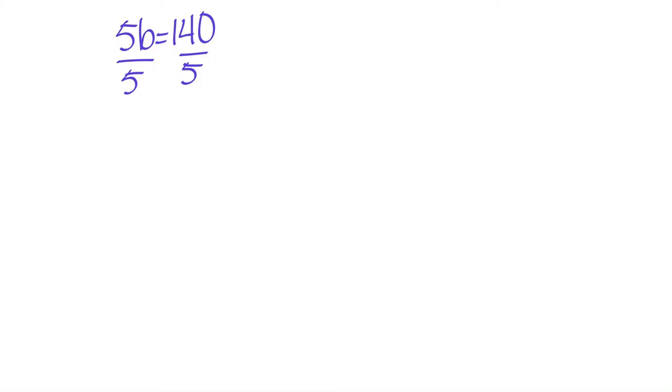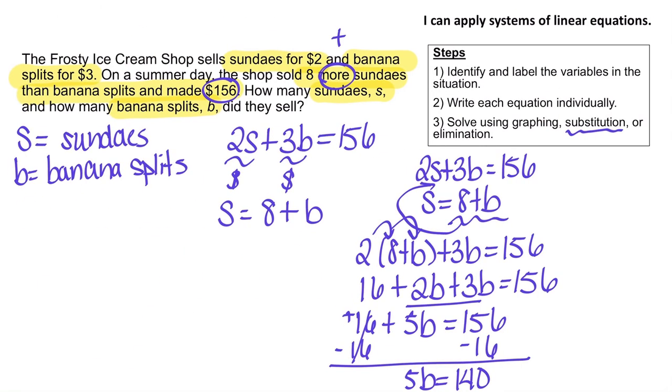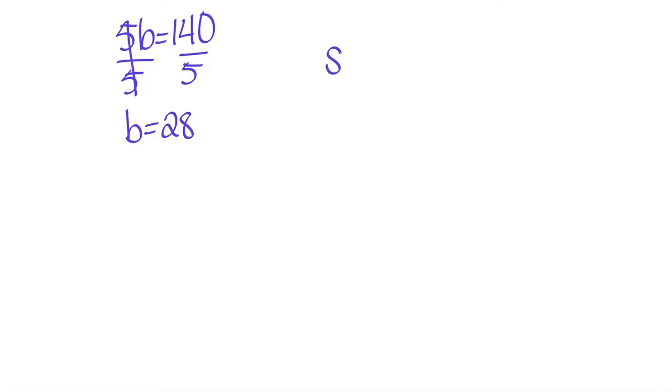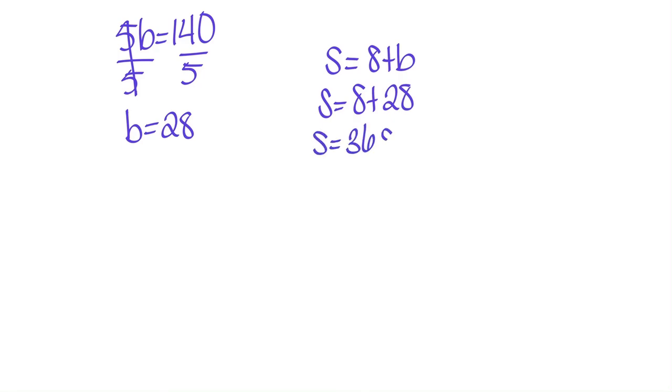And I get 28. So I have b equals 28, and that is the number of banana splits. Now to figure out the number of sundaes, I can use either of these two equations. I'm just going to use this s equals 8 plus b because that's already solved for sundaes. So I have s equals 8 plus 28, which equals a total of 36 sundaes.